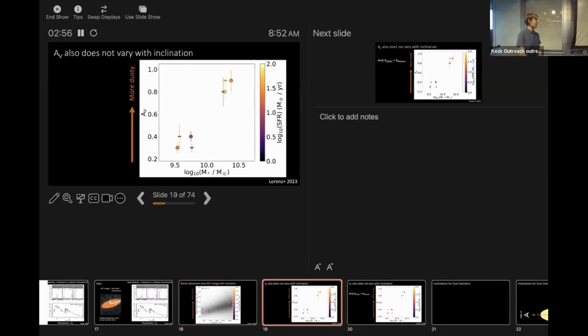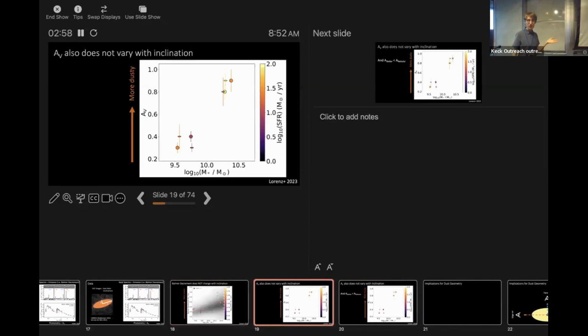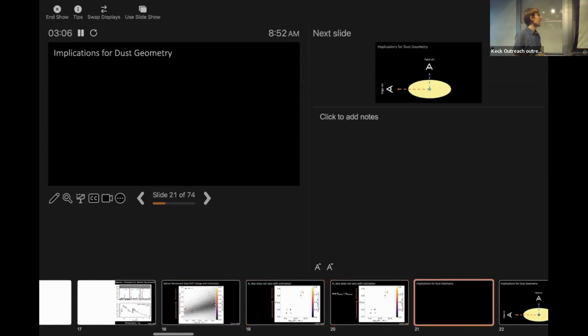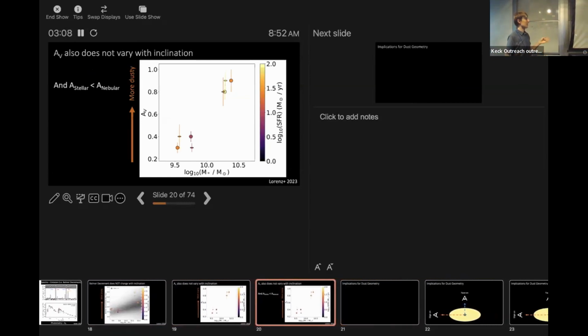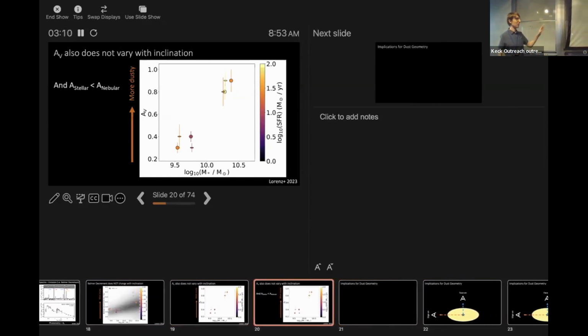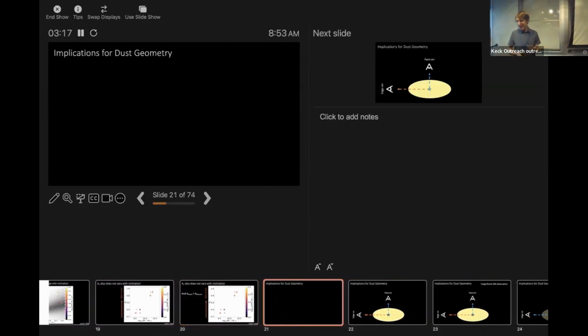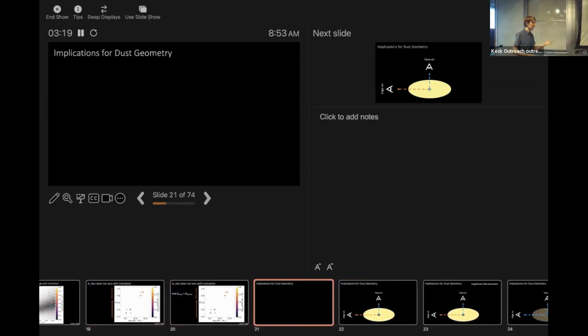We looked at this again for the photometric AV measurement. So this comes from the SEDs. And a similar trend where edge-on versus face-on had the same dust attenuation. And we also noticed in general that this photometric AV was lower than what we get from the Balmer decrement. We'll revisit that later. But what did this mean? So we thought about this for a bit. We were a little puzzled at first.